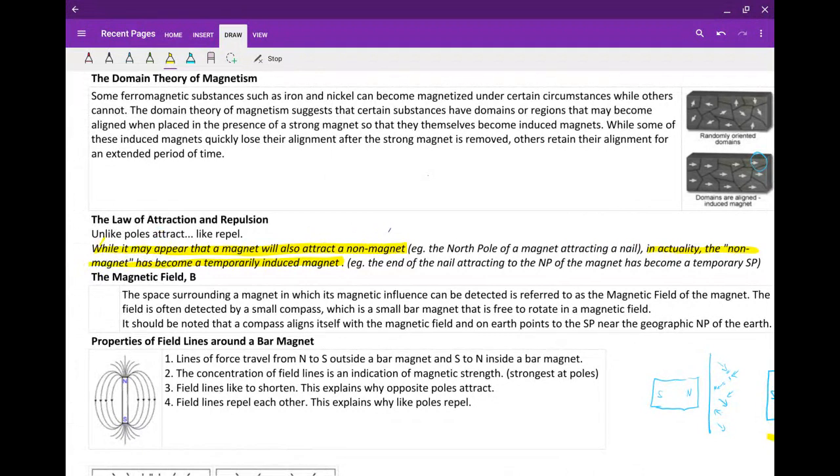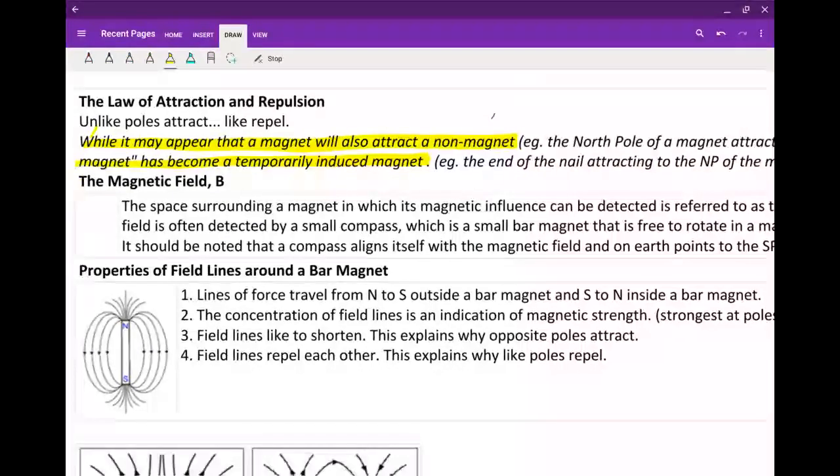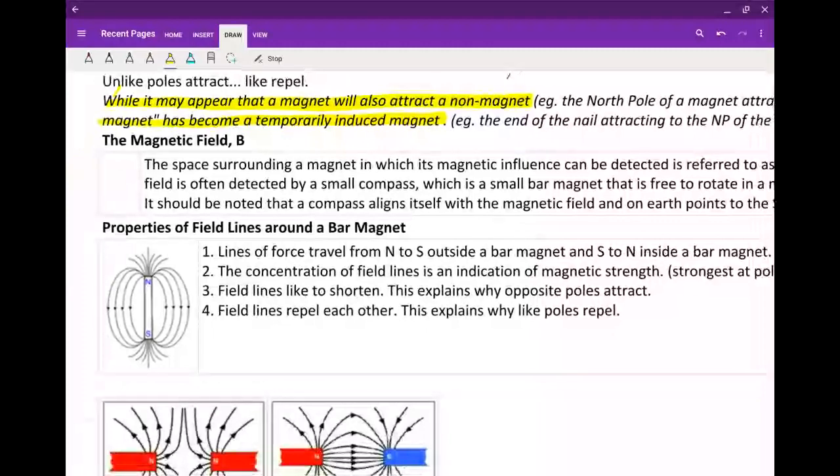Okay, the space surrounding a magnet in which its magnetic influence can be detected is referred to as its magnetic field. Okay, so the field can be detected by a small compass, which in and of itself is a magnet, and the compass aligns itself with the magnetic field of the Earth. Anyway, that's just a little statement talking about how a compass works.